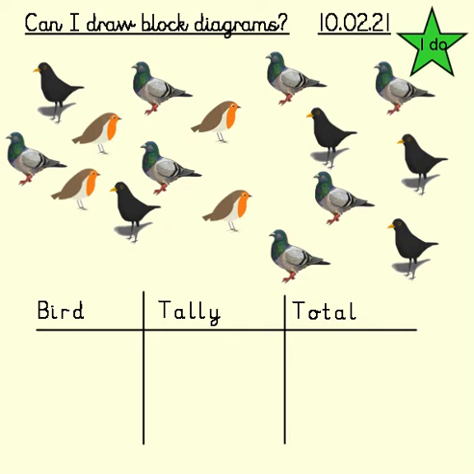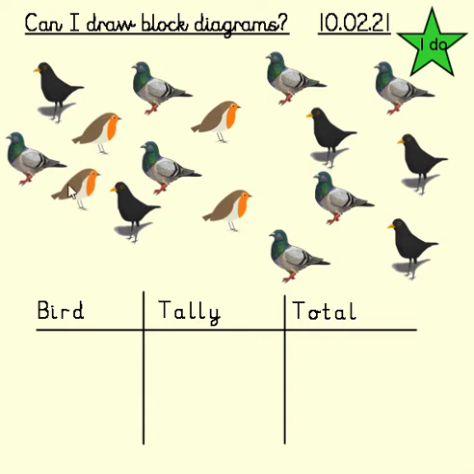Okay, as you can see on your screen, I did a spot of bird watching. And in my garden, these are the birds that I saw come and go throughout the morning. Now, at the moment, that's all a bit confusing, isn't it? And I can't clearly see the birds that I saw the most of or the birds that I saw the fewest of. So I'm going to organise that into a tally chart.